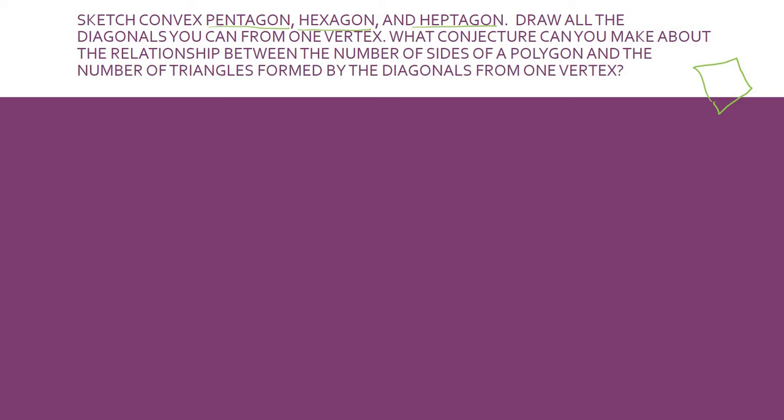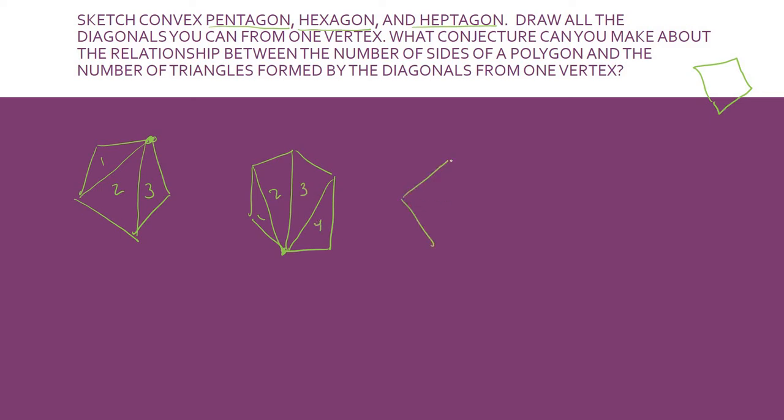Sketch a convex pentagon. I'll get you started on this one. Pentagon is 5 sides. And from one vertex, draw all the diagonals you can. From this vertex, I can draw 2 diagonals, and that forms 3 triangles. Do the same with a hexagon, 6 sides, and a heptagon, 7 sides. Okay, 6 sides. 1, 2, 3, 4, 5, 6. I'm going to pick a vertex again, draw as many diagonals as I can, and count the triangles.